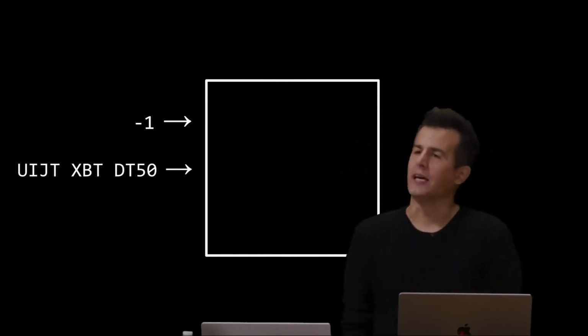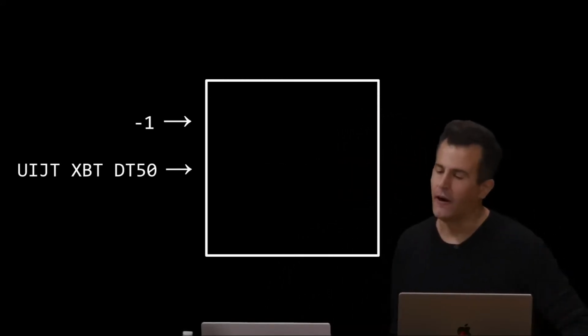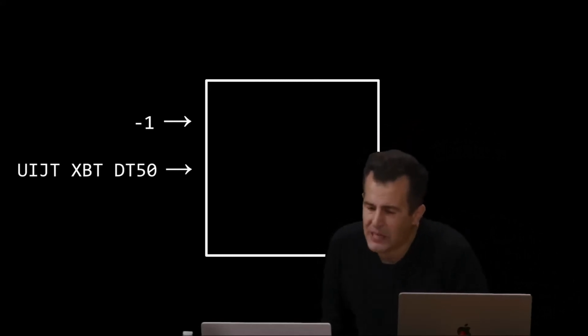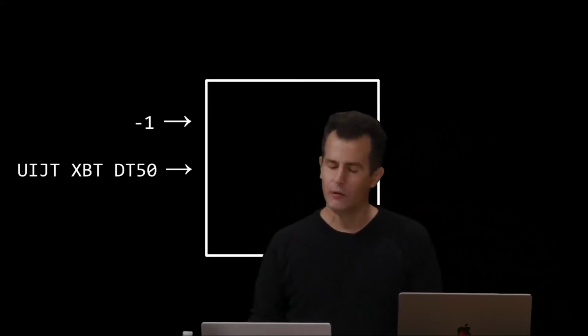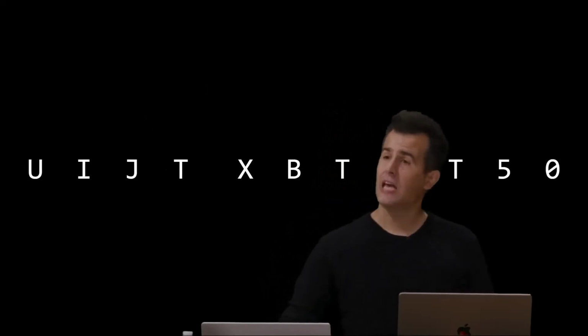And so how about this? Why don't we end with a demonstration here? UYJTXBTDT50. There's a bit of a tell there. If we pass that in and do -1, well, how do we get out the plain text originally? Well, if this is the ciphertext and we subtract 1 from each letter, I think U becomes T, I becomes H, J becomes I, T becomes S, X becomes W, B becomes A, T becomes S, D becomes C, T becomes S. And this was indeed CS50.